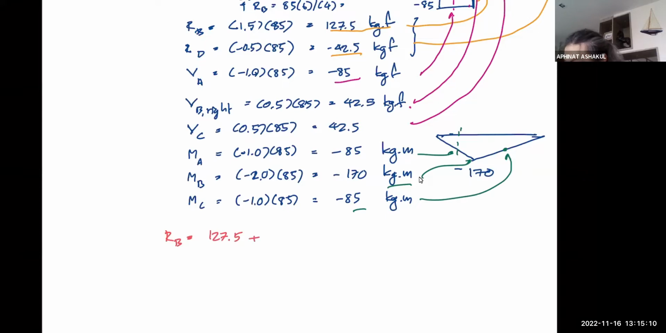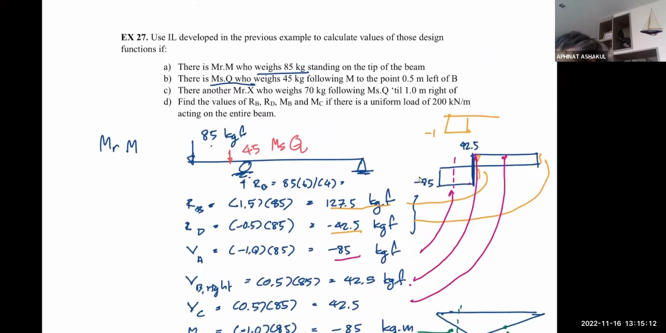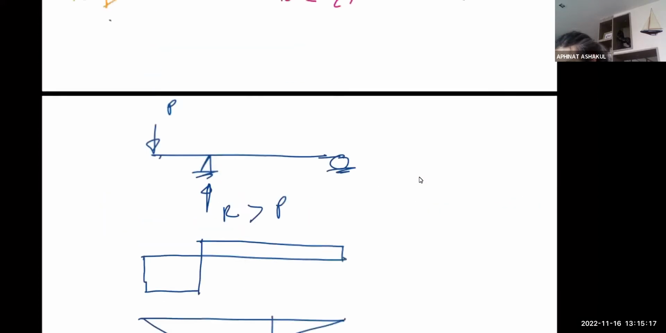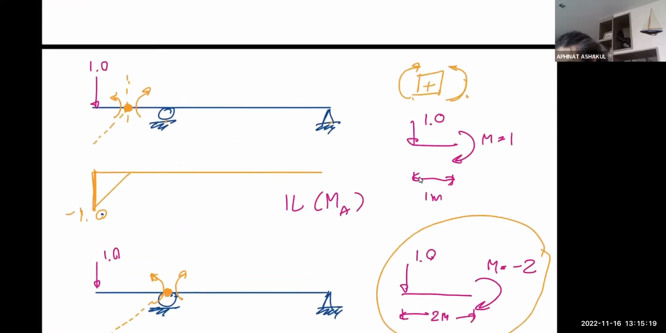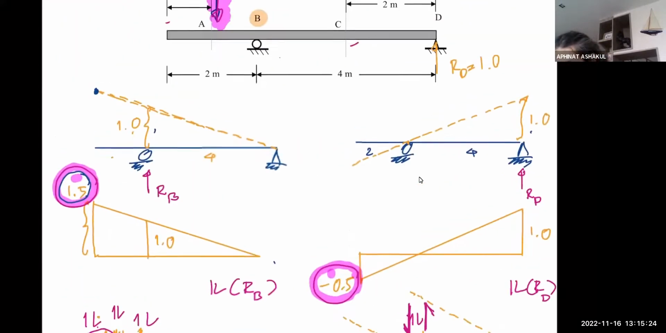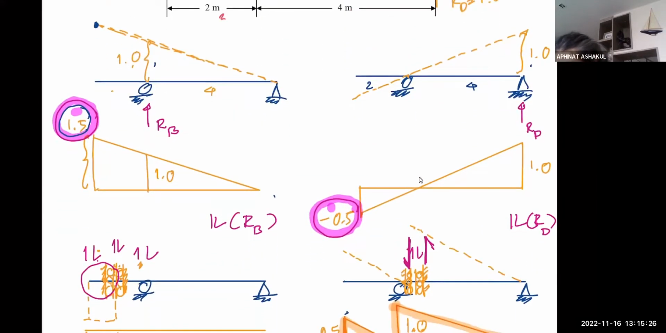127.5. Now plus, because Miss Q is 0.5 meter left of B, we need to go back here and look at the values from the influence line. Left of B here, this is 2 meters, right? So at this location, 0.5 meters. The value is not 0.5, so let me remove that. So the value will become 1, which is this.